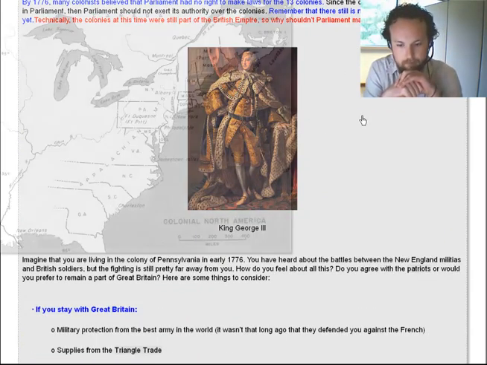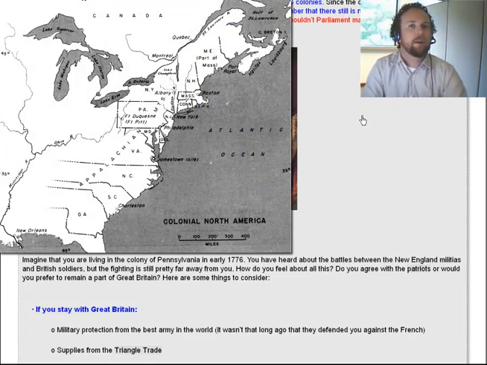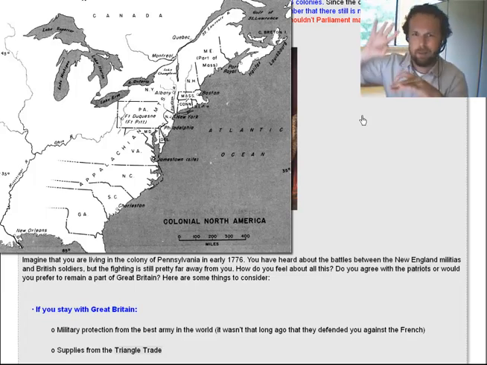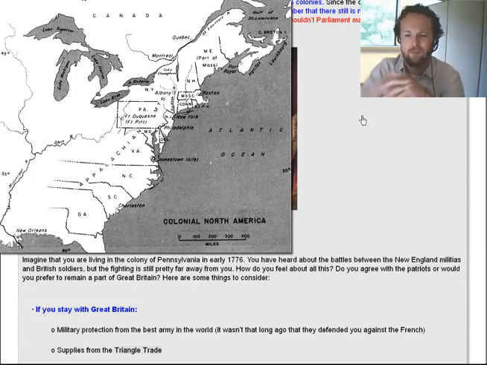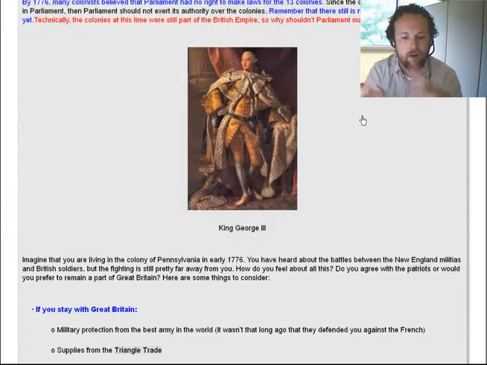So I want you to take a minute and imagine that you were living in the colony of Pennsylvania in 1776. You had heard about the battles between the New England militias and the British soldiers, but the fighting is still up in Massachusetts and New York, and still pretty far away from you. So, how do you feel about this? How do you feel about these colonial militias fighting against Great Britain? Do you agree with them, or would you prefer to remain a part of Great Britain?